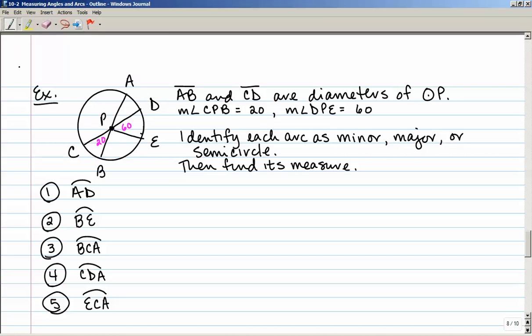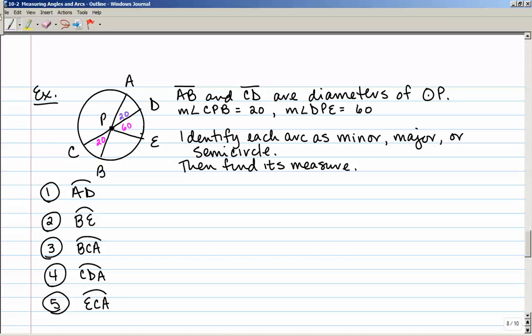Actually, what I would like to do right now before we go any further is label what we know in the circle here. I was given that this was 20 and this is 60. Well, since AB and CD are diameters, this angle over here must also be 20. Those are 20 because they're vertical angles, and you can have vertical angles in a circle as well. And since I know that CD is a diameter, I know that this here from C through B and E has to add up to 180.